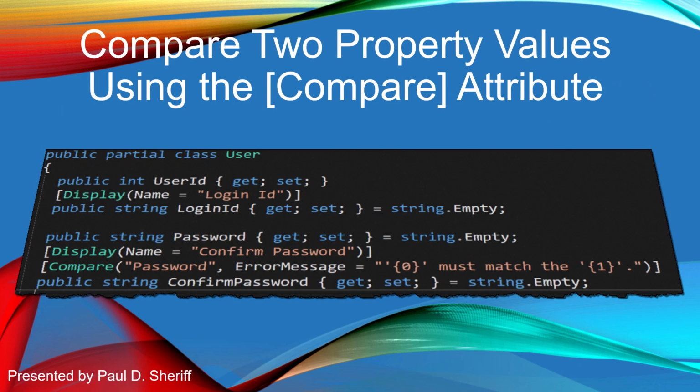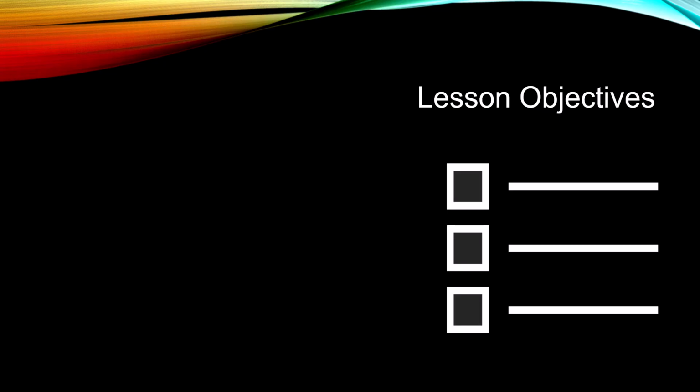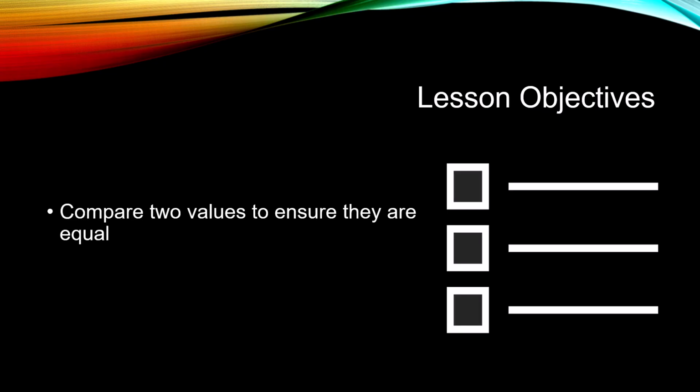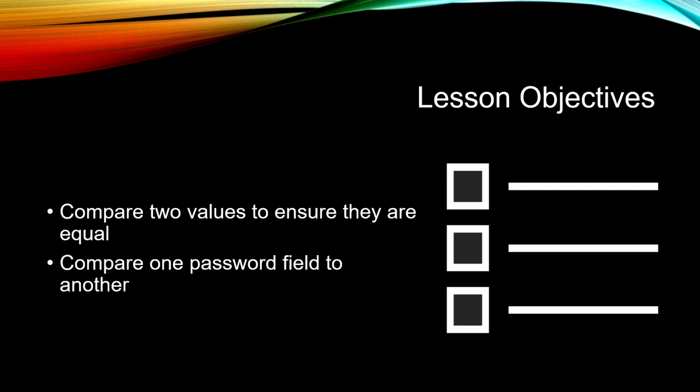This lesson is compare two property values using the compare attribute. The objectives for this lesson are to compare two values to ensure they are equal. A real common use of this is to compare one password field to another.